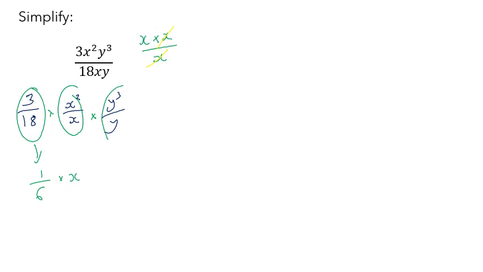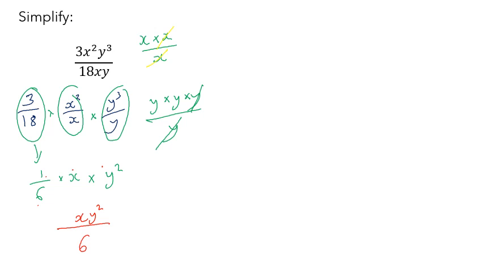And then here we've got y cubed over y. So we can cancel out again 1 y from my denominator, 1 y from my numerator, meaning I'm left behind with y times y, which is y squared. And finally, we can just bring our whole answer back together, which is 1 times x times y squared, which is xy squared. And then my denominator is just 6. Have a go now at this question.